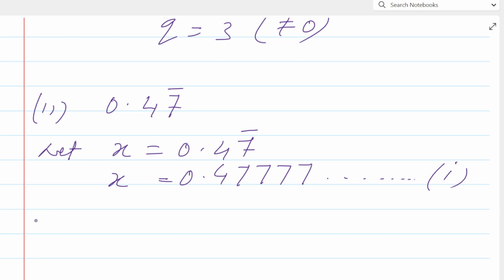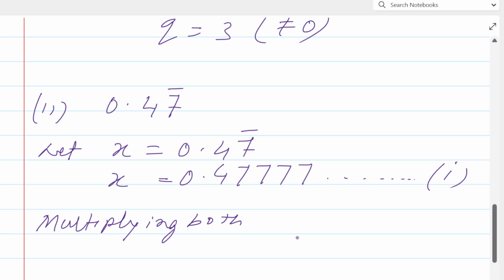Here I have to multiply both sides again, by how much? By 10, because after the 4 only one digit, 7, is repeating. The 4 is not repeating, so only one digit is repeating. If one digit repeats, we multiply by 10. If two digits repeat, we multiply by 100. If three digits repeat, we multiply by 1000. So here we multiply by 10.